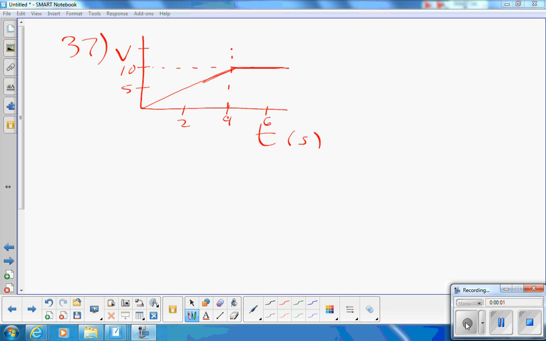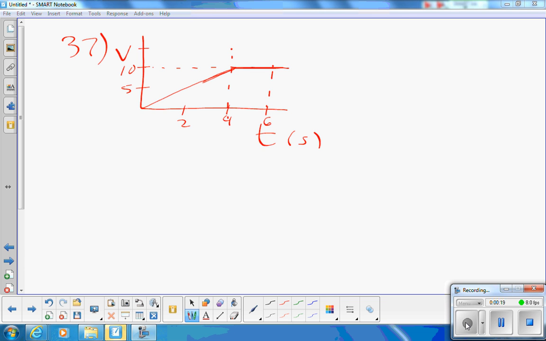This is the last group, 37 through 40. If you're looking for number 36, it's in the last group, which is labeled 31 through 35, but it's actually 31 through 36. Okay, here's 37. They want how far this car, total distance traveled by the car during the 6-second interval. Okay, on a velocity time graph.